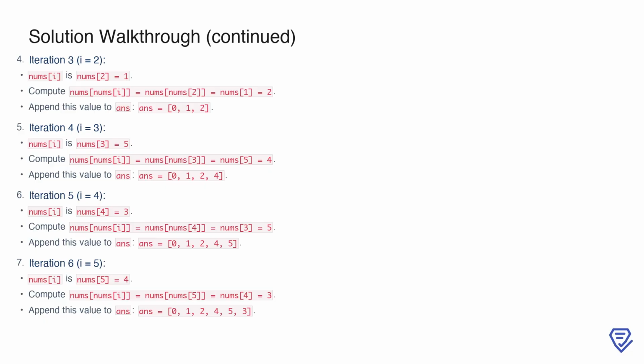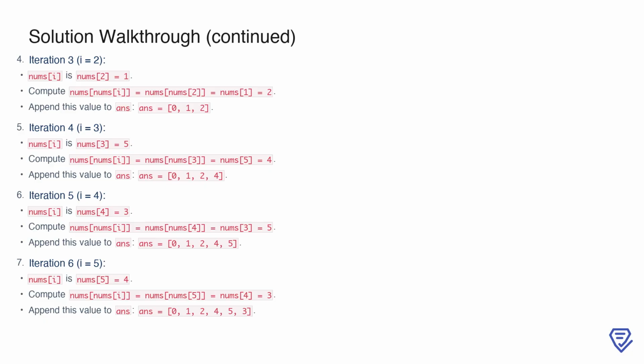Moving to index i equals 3, where nums[i] is 5, we compute nums[nums[i]] equals nums[5] equals 4. Adding this value to ans updates it to [0, 1, 2, 4]. At index i equals 4, nums[i] is 3. Calculating nums[nums[i]] gives nums[3] equals 5. Appending this value results in ans equals [0, 1, 2, 4, 5].